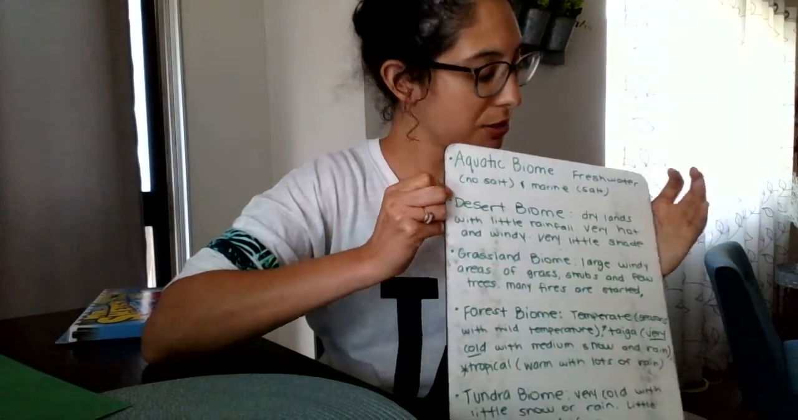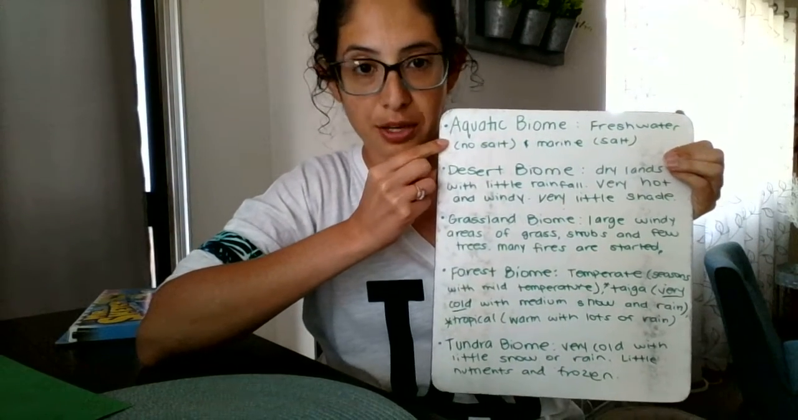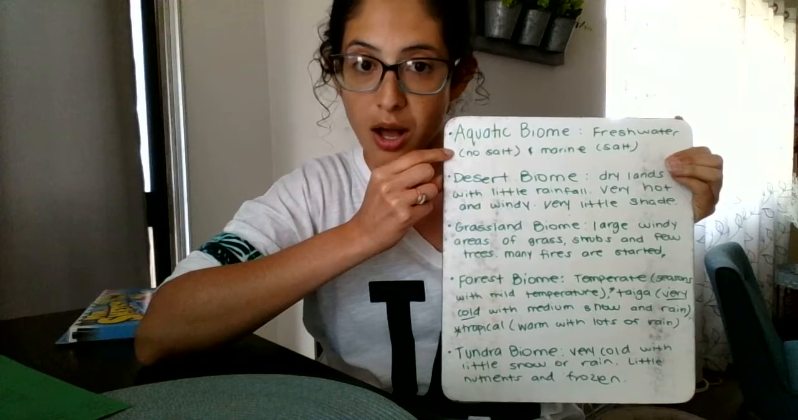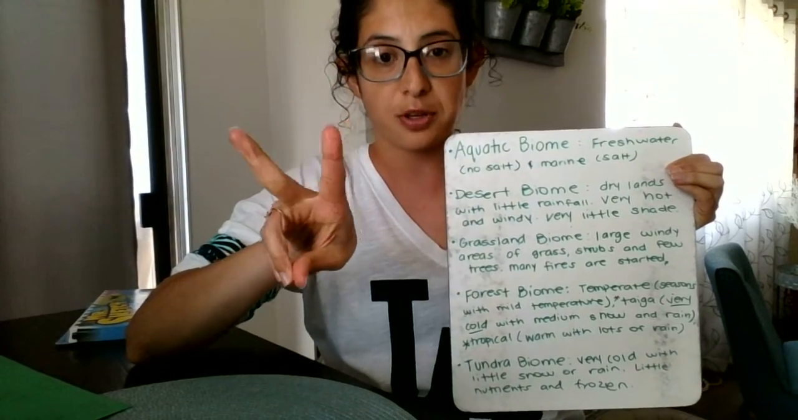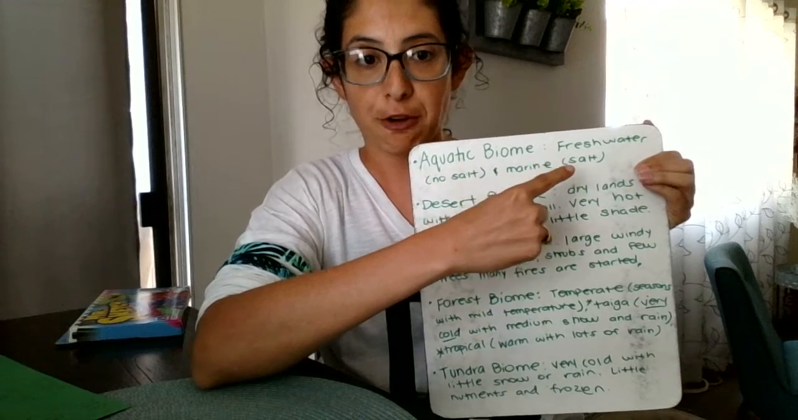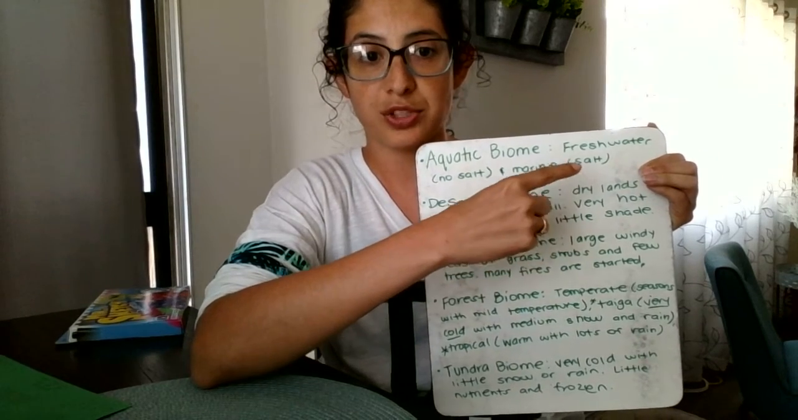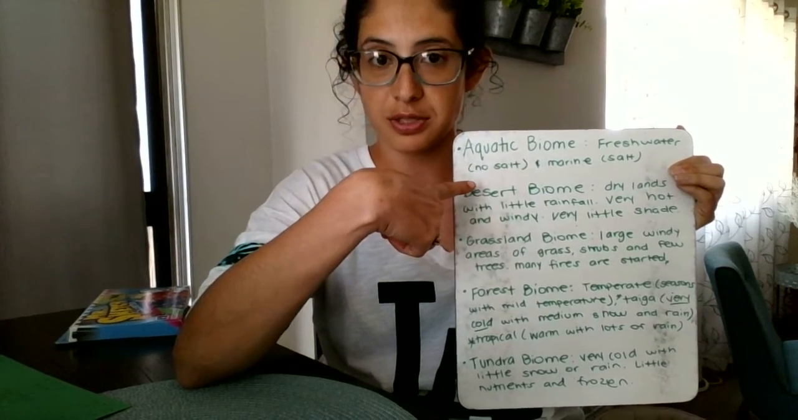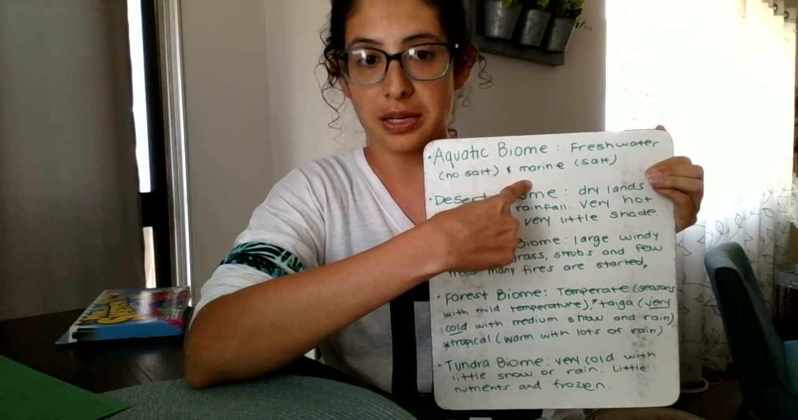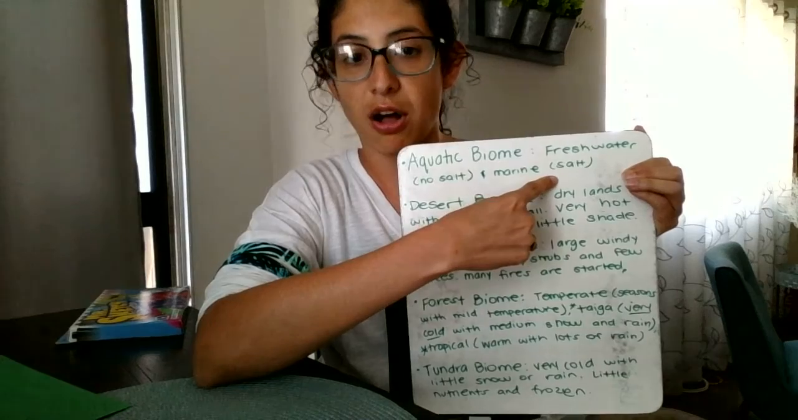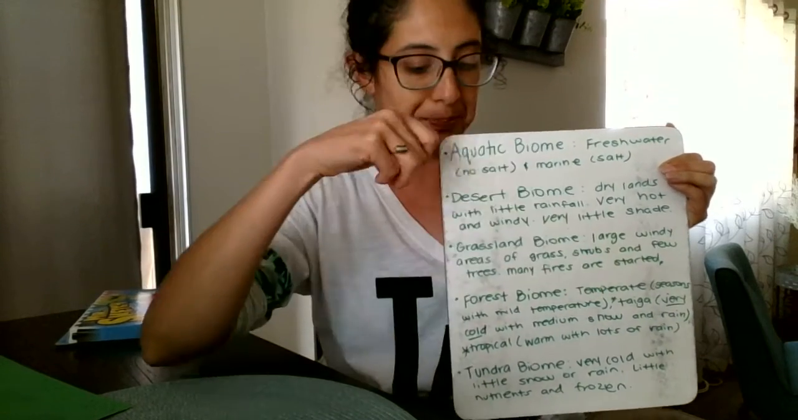Okay, so the first biome is the aquatic biome. Okay, so when you hear aquatic, you hear water. Okay, so there's 2 types of aquatic biomes. There's the freshwater biome, which means that there's no salt, so lakes and rivers and ponds. And then we have the marine biome, so all oceans. Okay.